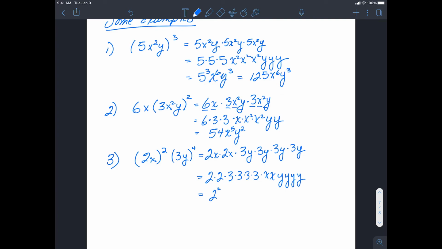And this would be 2 squared times 3 to the 4th times x squared times y to the 4th. And 2 squared times 3 to the 4th is 324 x squared y to the 4th. So this should give you a couple of good examples of how to approach these problems. Note that when the numbers are large, and you can't do them in your head, you're welcome to write them either way, either as 2 squared times 3 to the 4th, or work it out as 324. Now I think you can get started on for you to try number 3.